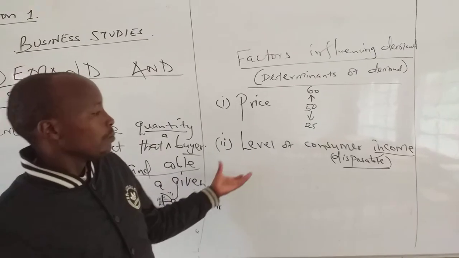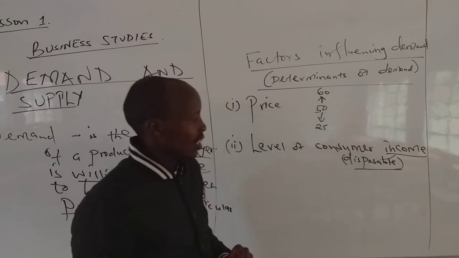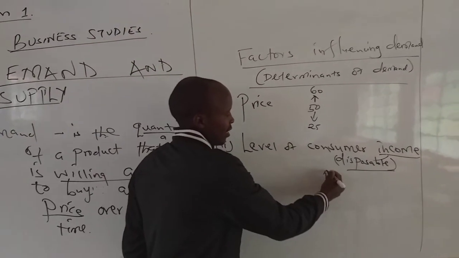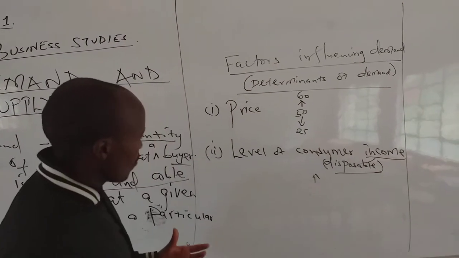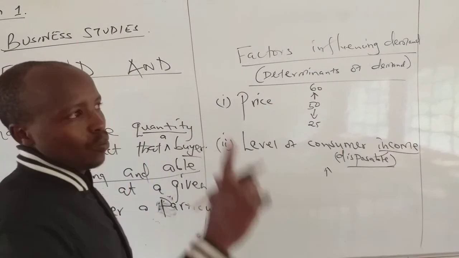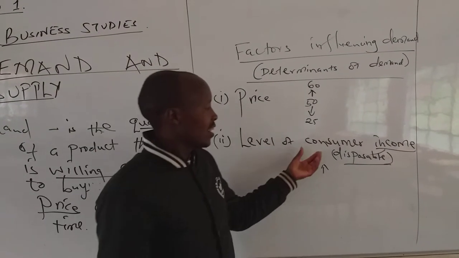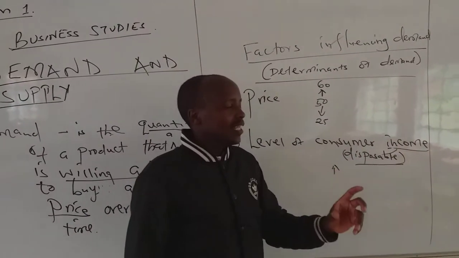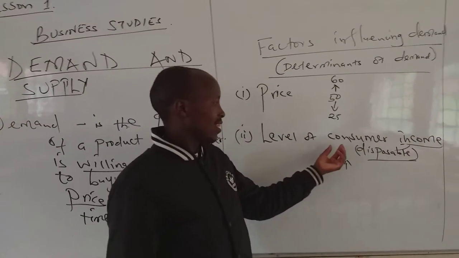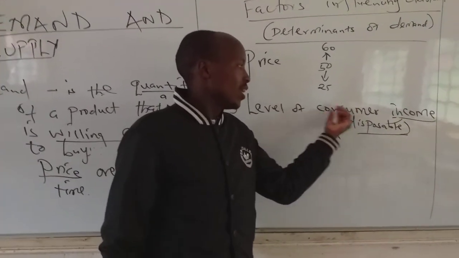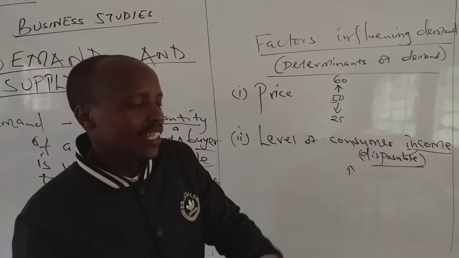So you will realize here, if consumer income increases, then this person will be able to buy more goods, and by buying more goods, we mean that the demand will go up. To explain this point, an increase in consumer income leads to an increase in demand, while a decrease or a fall in consumer income will lead to a fall in demand.